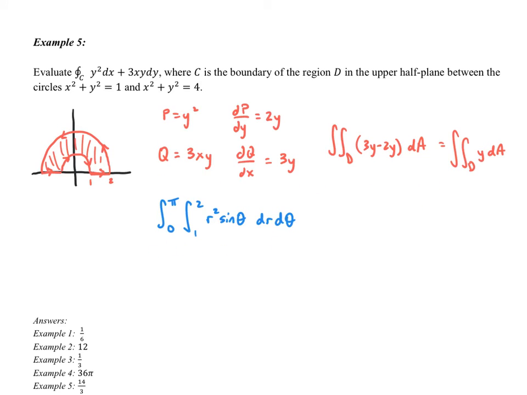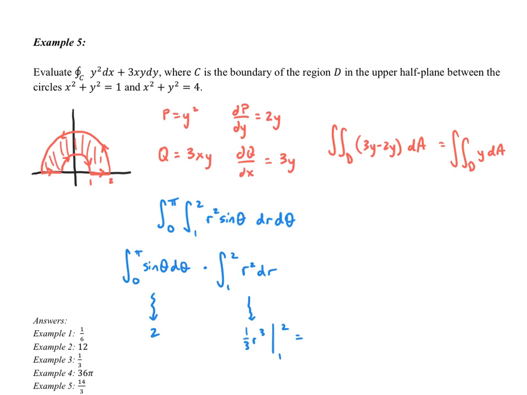Okay, we can split these up, so we can go from 0 to pi of sine theta d theta, and we can multiply it by the integral from 1 to 2 of r squared dr. If you remember, we talked about this a lot in chapter 12. The area of sine theta from 0 to pi is 2. That's just a constant that we can memorize. You can do it the long way, that's fine. This one is 1/3 r cubed from 1 to 2.